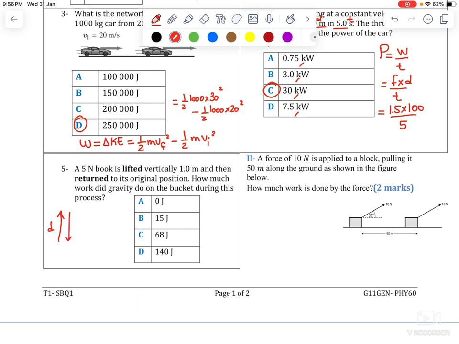Question number 5, I have a book that is lifted 1 meter and then returned to its original position. So basically here the displacement is 0. So for positive and negative work, the displacement is 0. So basically here there is no work done during this process.